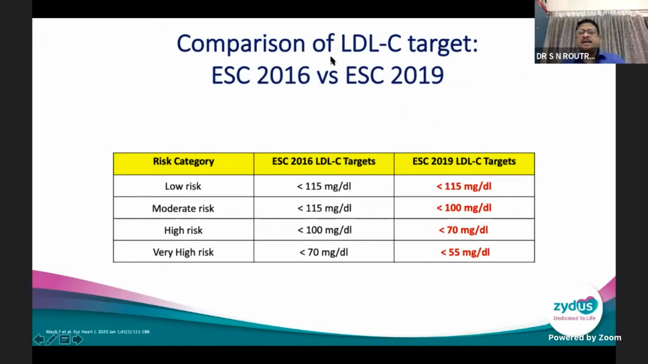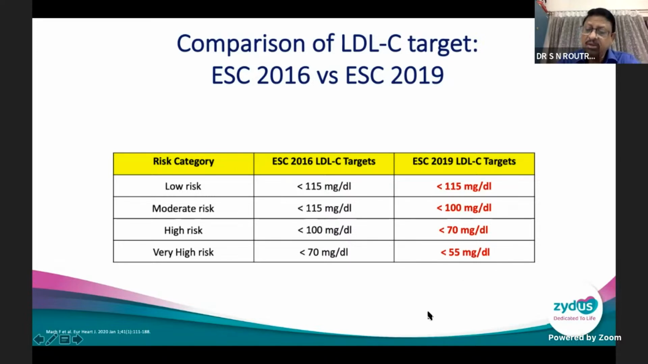This is the LDL target. You see the LDL target, what it was in ESC 2016 and how it is now after ESC 2019. These are the different CV risk categories: low risk, moderate risk, high risk, or very high risk. For all low risk patients, the LDL cholesterol target should be less than 115 milligram per dL. In moderate risk, it should be less than 100 milligram per dL. In high risk, less than 70, and in very high risk, less than 55 milligram per dL.